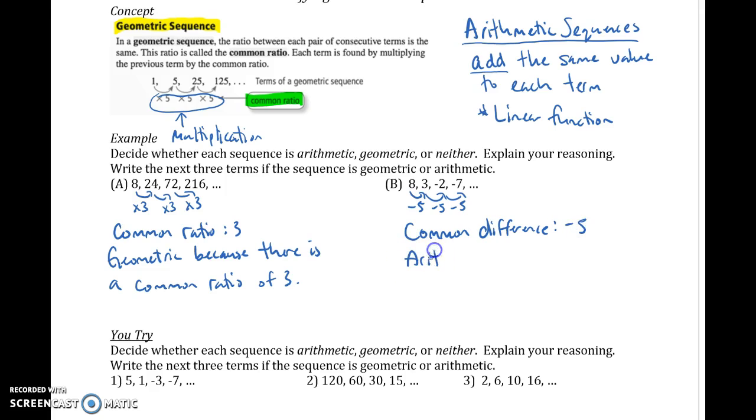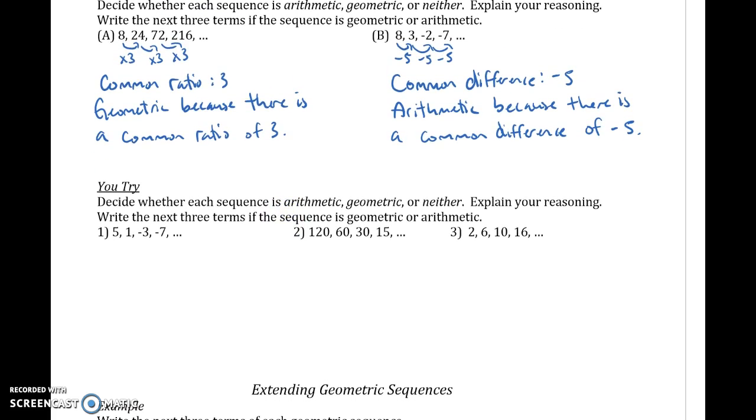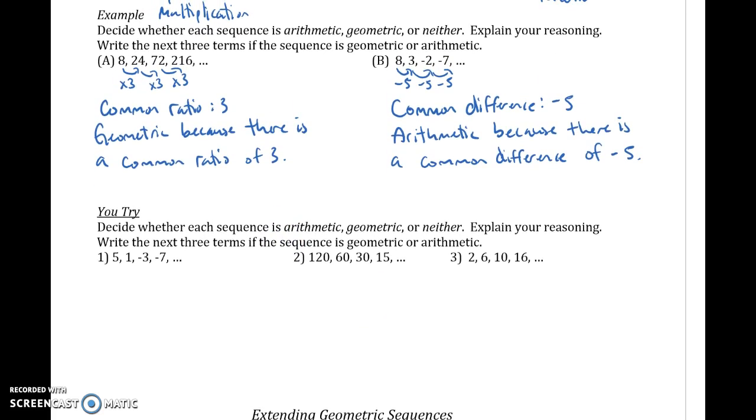So again, arithmetic, because there is a common difference of 5, or -5. And you could also restate that. If common difference, common ratio sounds too similar, you can say, well, you subtracted 5 every time from each term, or added -5 every time from each term. Okay? So go ahead and try the you-try problems 1, 2, and 3, doing the exact same thing, telling me if it's arithmetic, geometric, or neither, because it could be neither, and explain why.